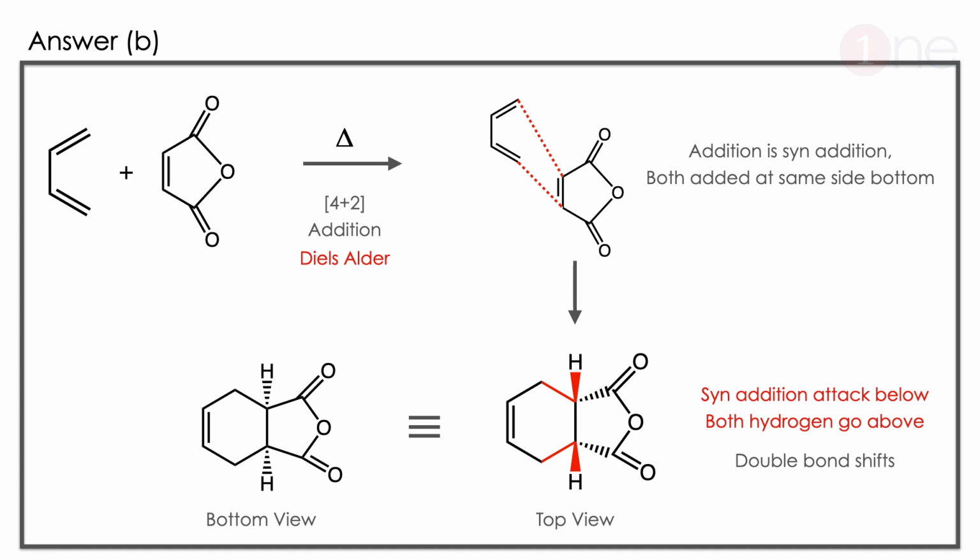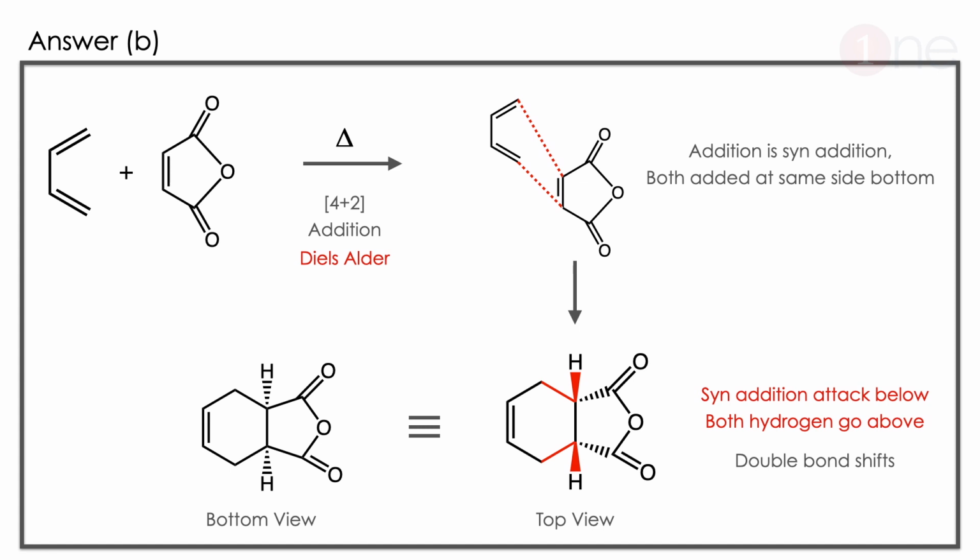The answer is B. Let us see how. Here beta-diene and maleic anhydride are there. The maleic anhydride attacks the beta-diene. Is it from the back side or front side? Here I have shown the back side, so it will be easy for us to imagine. So the attack is from the back side.